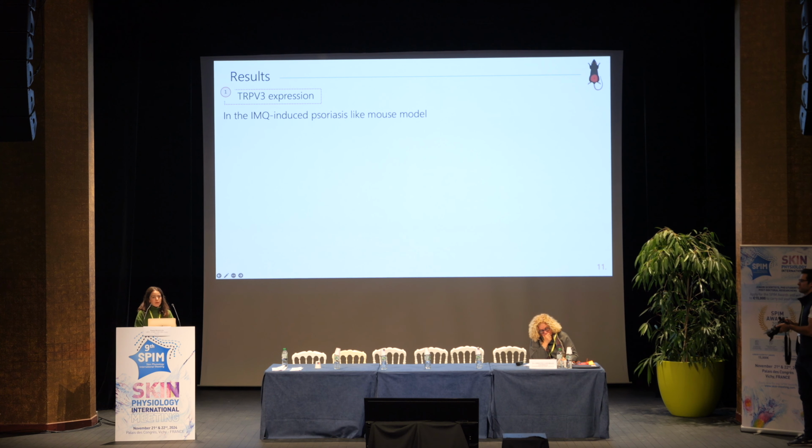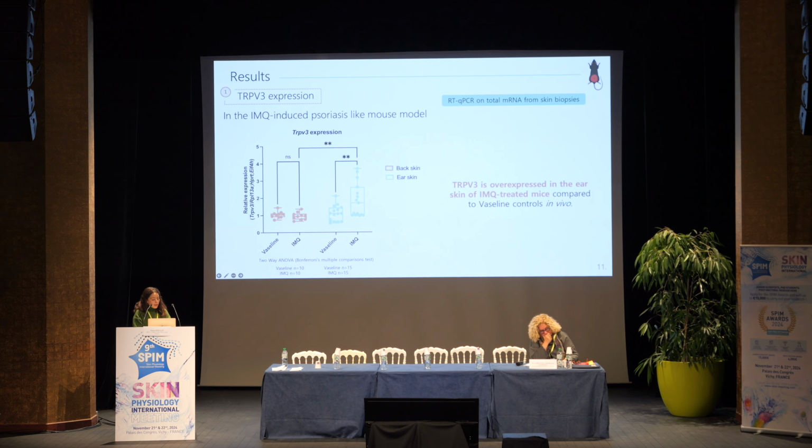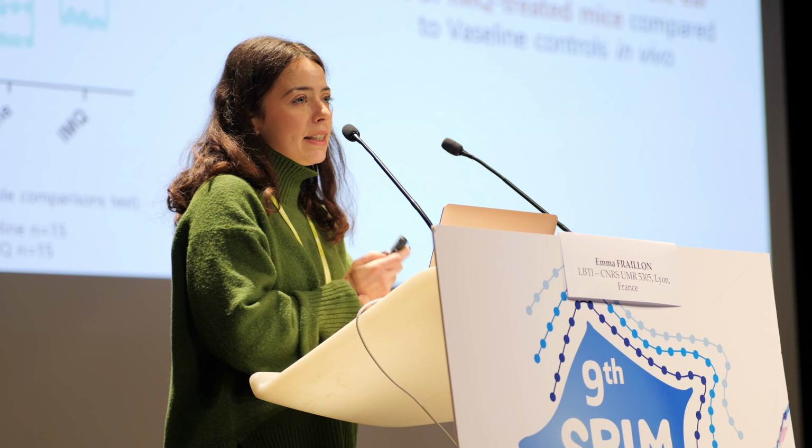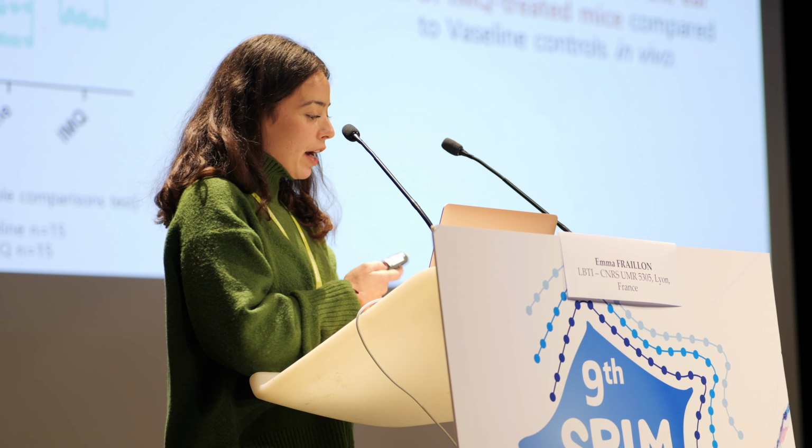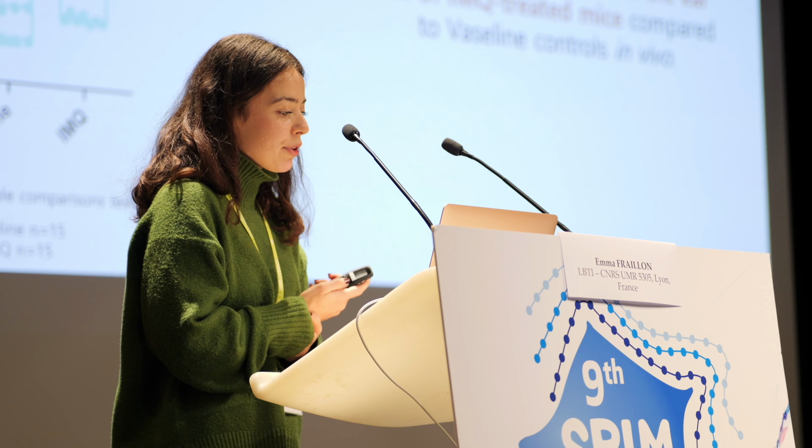Then I looked at the expression of TRPV3, but in the skin of the imiquimod-induced psoriasis-like mouse model. And here you can see that TRPV3 was found to be overexpressed in the skin of mice that were treated with imiquimod compared to Vaseline controls. And this was the case only in the ear skin and not on the back skin. But here again, it confirms TRPV3 overexpression under psoriasis conditions.